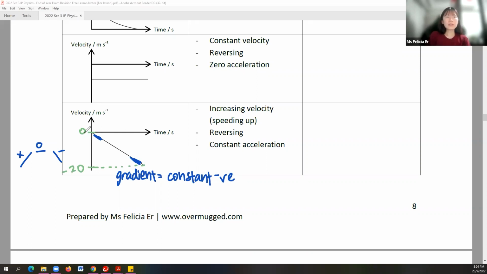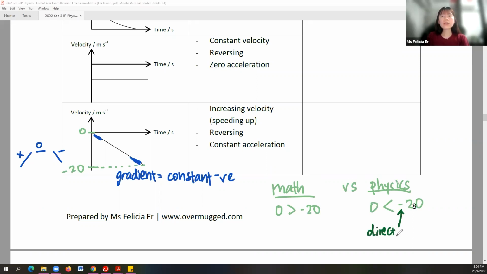Take note, math versus physics is different. In math, we usually say that 0 is bigger than negative 20, correct? In physics, it will be the opposite. Between 0 and negative 20, we say negative 20 is bigger, because, listen up, it's important, negative just means the direction. It's telling me that I'm actually reversing, and I'm reversing at a magnitude of 20. That means I am moving, right? So for this number over here, this object is actually moving.